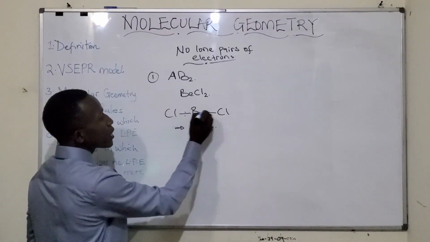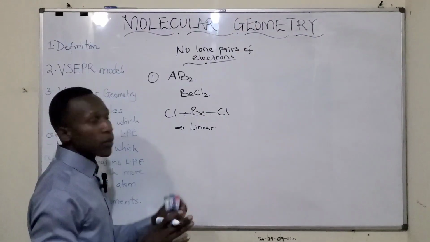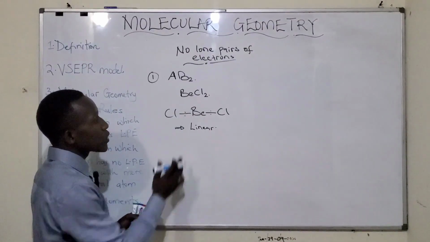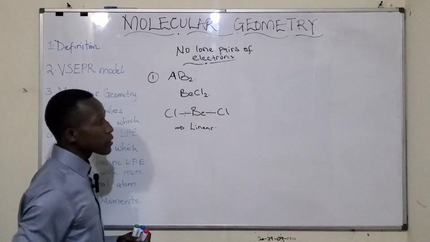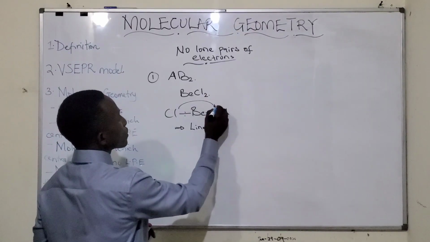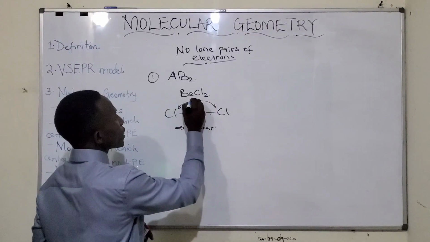These bond pairs of electrons tend to repel themselves maximally such that they reduce the repulsion. So they will be at 180 degrees. This angle is 180 degrees.